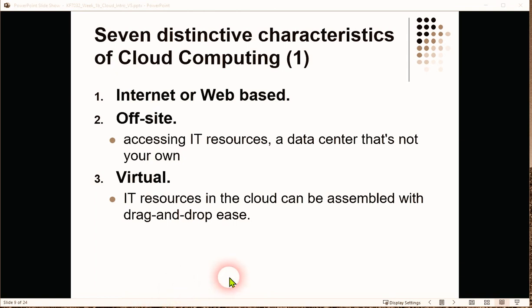There are 7 distinctive characteristics of cloud computing. Firstly, it's internet or web-based, and what that means is we define, start and access these services over network-based connections from our PCs or laptops or even phones. They're off-site, so if we want these IT services, generally speaking, it's in a data center that's not yours.